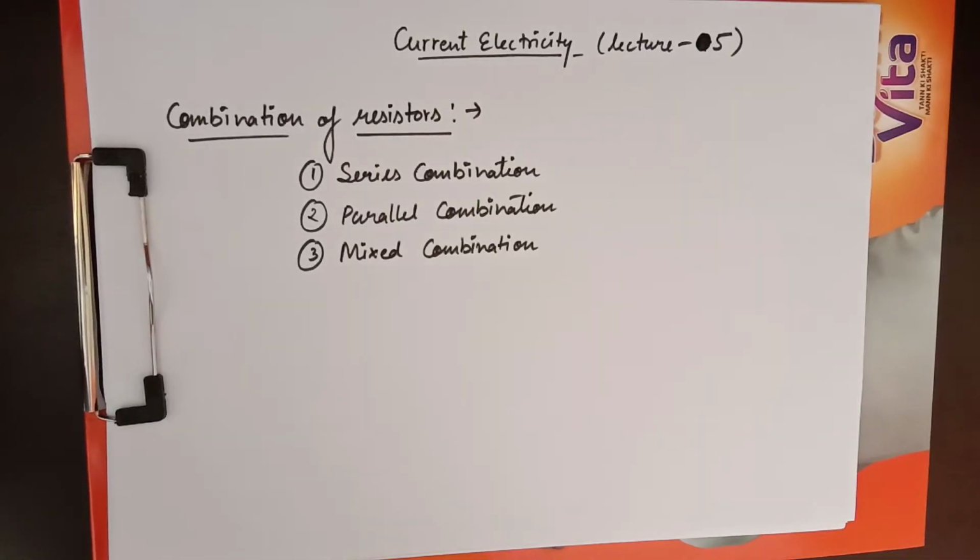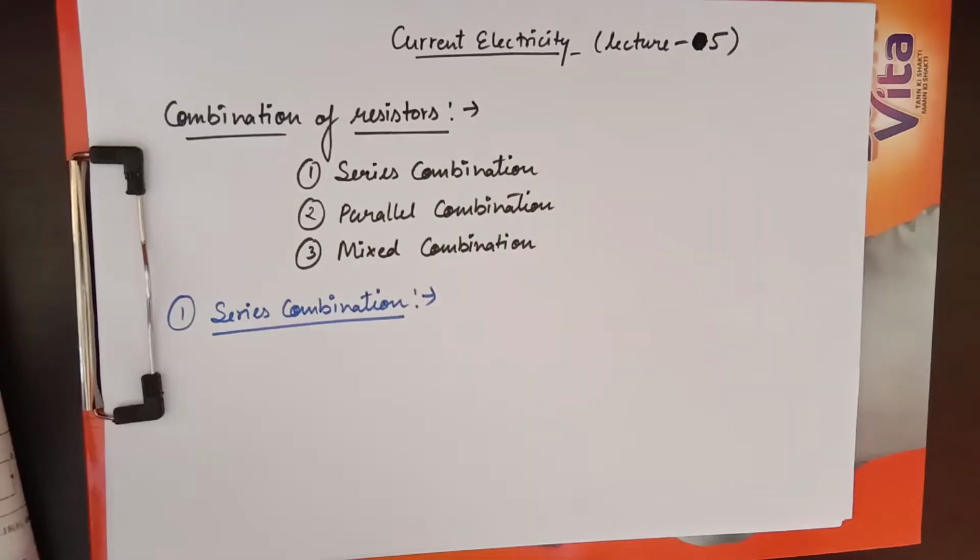So in a circuit, resistors can be combined in any of these three types. First is series combination, other is parallel combination, and third is mixed combination, which is a mixture of series and parallel combination. As we have seen the combination of capacitors in the previous chapter, in the same way we will see the combination of resistors and how it affects the total resistance of the circuit. So first is series combination.